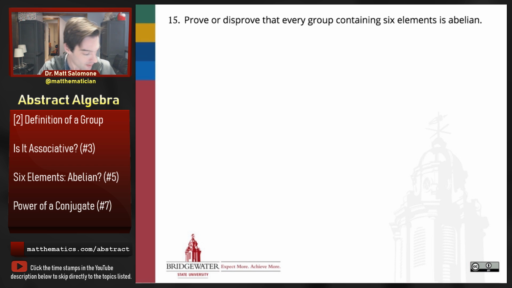So let's think about what this question is actually asking us to do. Prove or disprove that every group containing 6 elements is abelian. So the absolute brute force way of approaching a problem like this would be to just say, let's suppose that G is a group that has 6 elements in it.